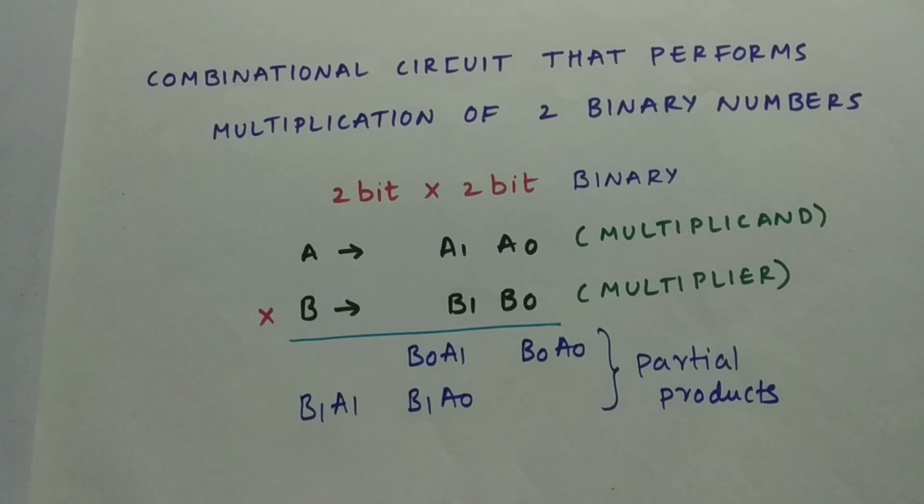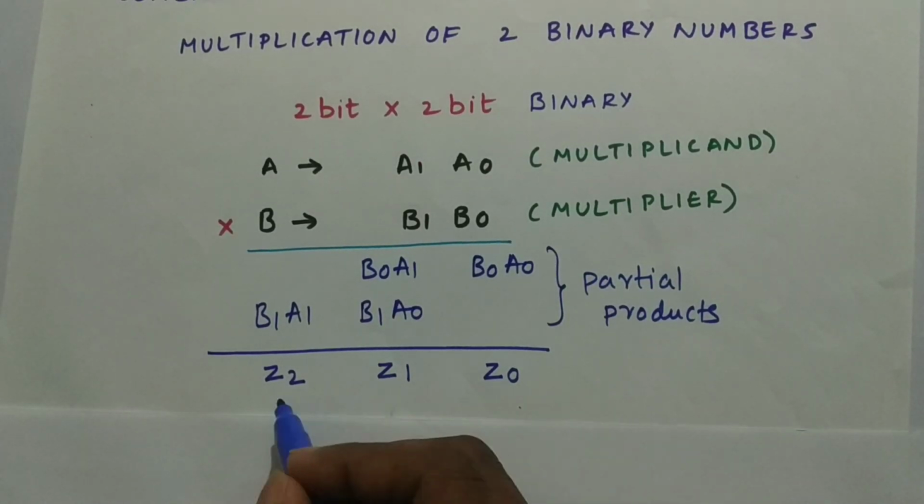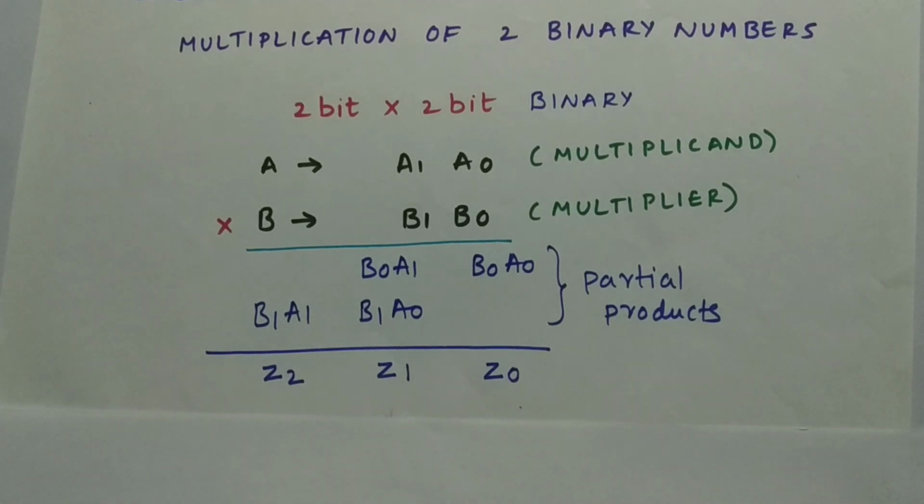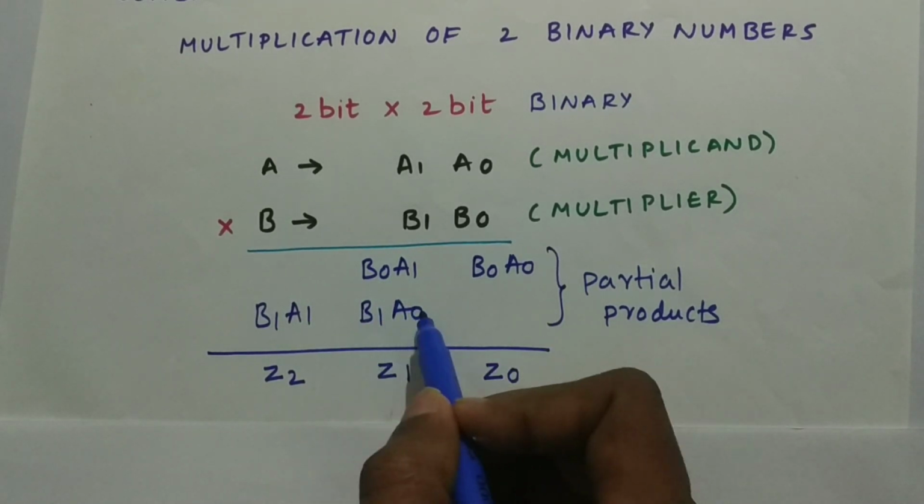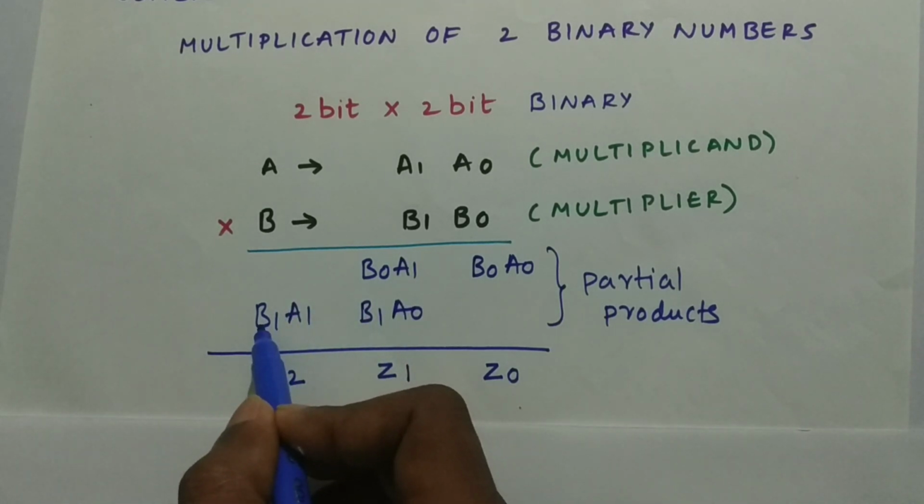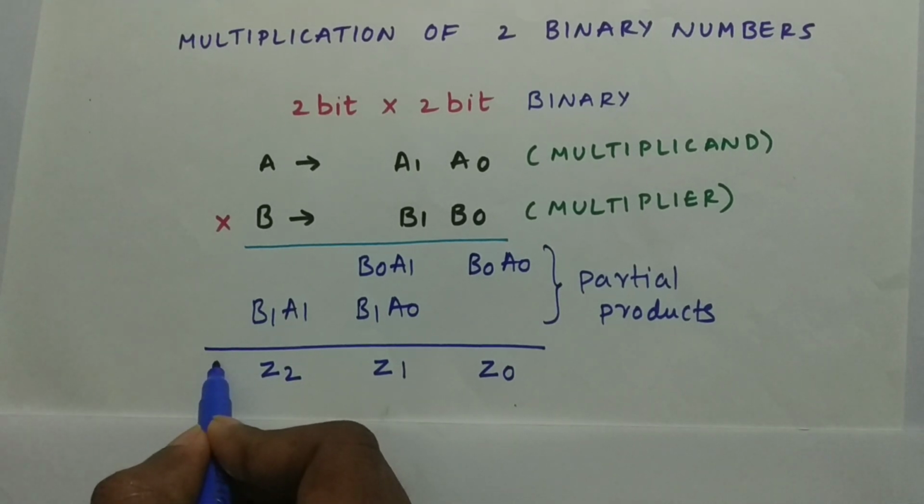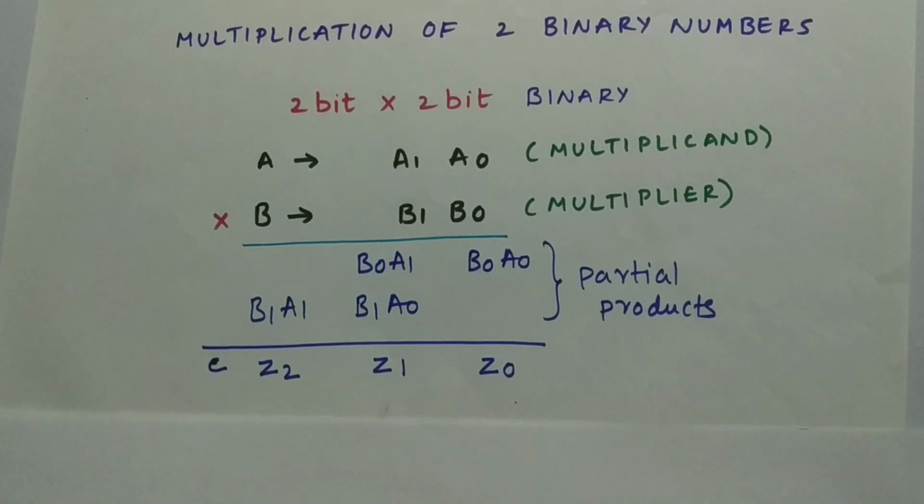Now we need to add them up to get our final result, that is the binary multiplication of 2 bits. I have written Z0, Z1 and Z2. You can call it Z, no problem, but I'm not writing the total term over here because it will be nasty. Here Z1 is B0A1 plus B1A0 and Z2 is B1A1 plus any carry that comes from the previous term, so I'm writing a C as a carry for it. So this is the basic binary multiplication.